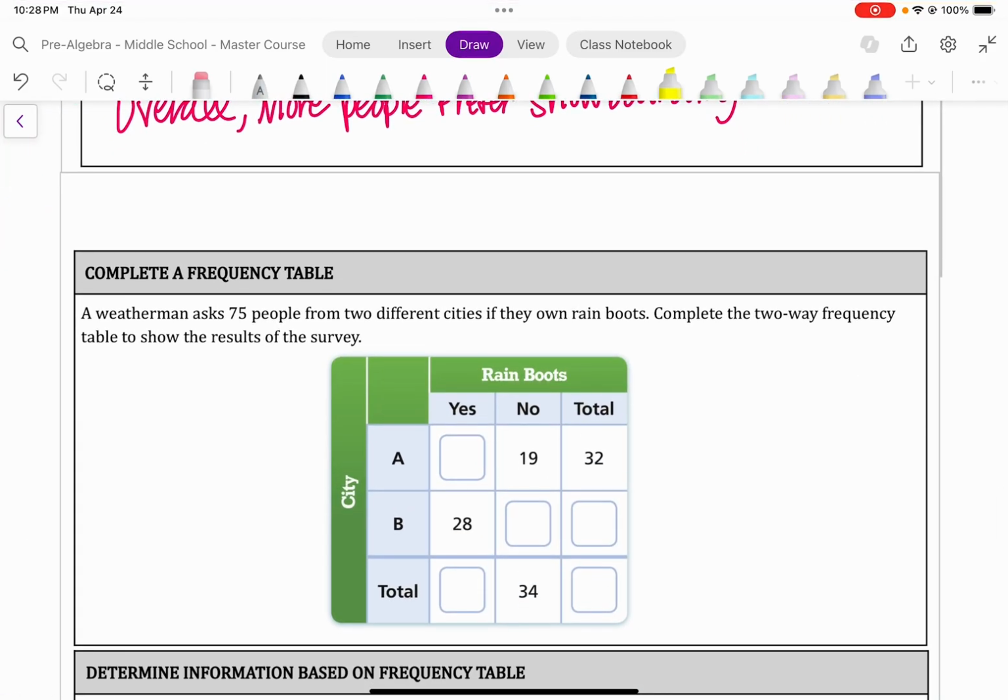A weatherman asked 75 people from 2 different cities if they own rain boots. Complete the two-way frequency table and show the results of the survey. So we need to put that 75 somewhere. That's my total, bottom right corner. Okay, so now I can see, oops, I wrote 35, there should be 75.